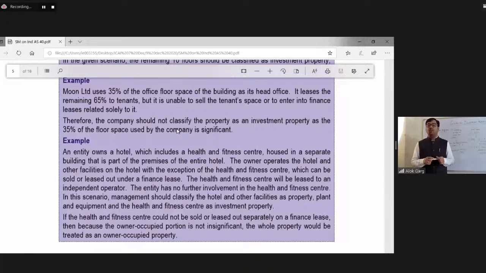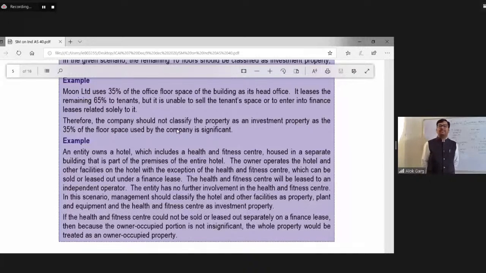I mean to say, Moon Limited cannot sell that 65% portion independently. If it has to sell, it has to sell the entire 100% portion. Or Moon Limited cannot lease out that 65% space on a finance lease basis. It can only lease out that space on an operating lease basis. Therefore, the company should not classify the property as an investment property, as the 35% of floor space used by the company is significant.